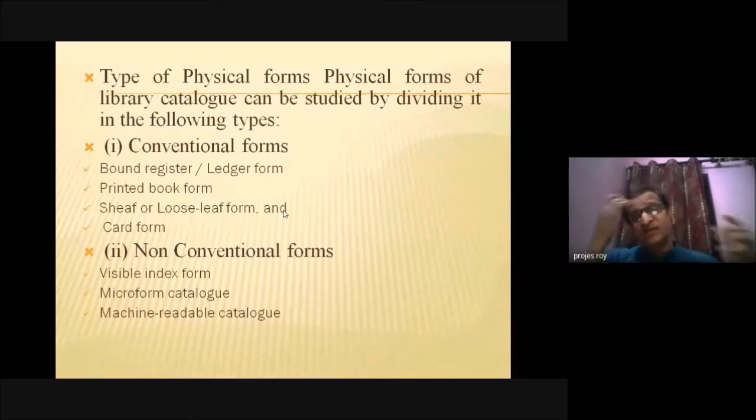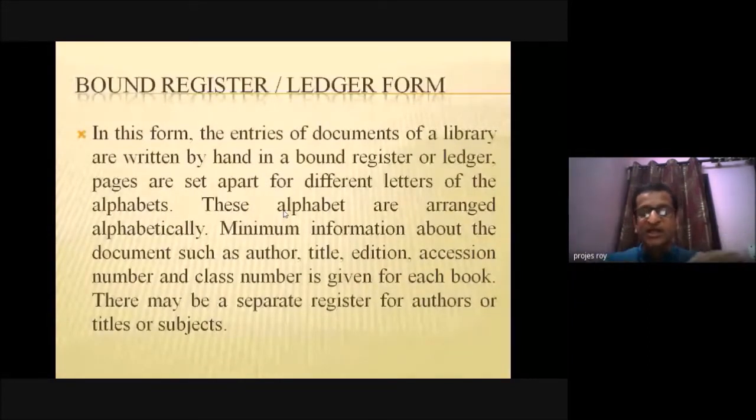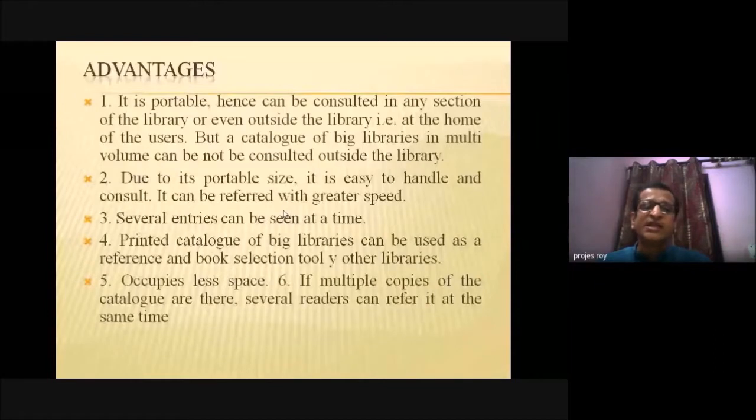Bound register, I will tell you, is a kind of bound register where you have written the title of the books and author of the books, and you have arranged it alphabetically. It's basically a bound register or ledger form of catalog. Its advantage is that it is very portable. You can carry it here and there. Due to its portable size, it's easy to handle, right? And you can refer to it and read it very quickly. Several entries can be seen at one time.